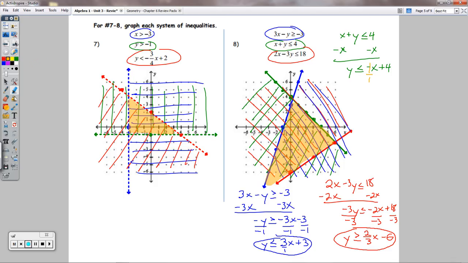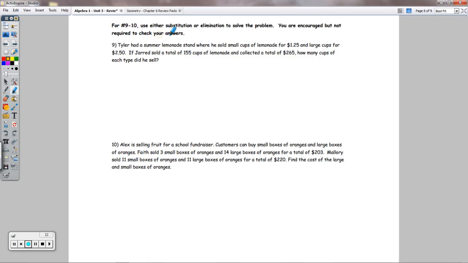Number 9 and 10. We're using either elimination or substitution to solve the problem, and you're encouraged to check your answers, but not required to do so here. So number 9 says Tyler had a summer lemonade stand where he sold small cups of lemonade for $1.25 and large cups for $2.50. And if he sold a total of 155 cups of lemonade and collected a total of $265, how many cups of each type did he sell?